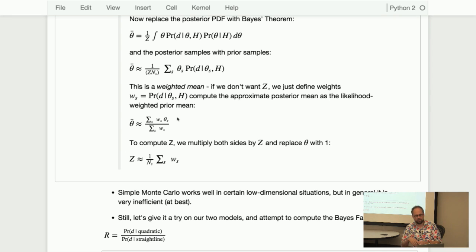Now, to compute the evidence, imagine the same integral, but we remove the theta, because we're interested not in the posterior mean, but the mean likelihood over the prior, and then rearrange to get Z, and it's just the average of these likelihood factors over the prior samples. So the procedure is draw a lot of prior samples, calculate the likelihood function at every one of them, and then average those likelihoods together, and that's an estimate for the evidence.